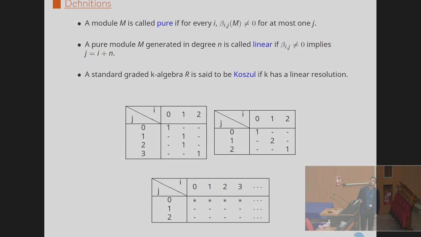Let's see a few more definitions. We say that a module M is pure if for every i, beta_ij is non-zero for at most one j. If you consider this Betti table, in the column indexed by 1 there are two non-zero entries, so this is not a pure module. Whereas here it is a pure module, because any column contains at most one non-zero entry. A pure module is said to be linear if the non-zero entries appear in a single row. For example, this table is the Betti table of a linear module. And a standard graded K-algebra is said to be Koszul if the residue field has a linear resolution. Its Betti table will look something like this, with this entry being equal to 1.